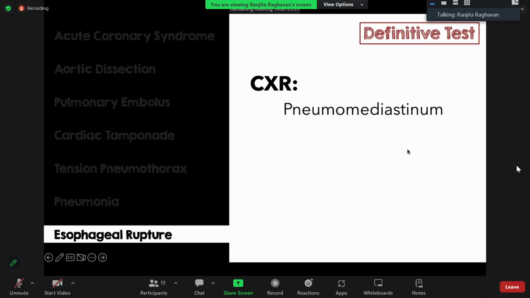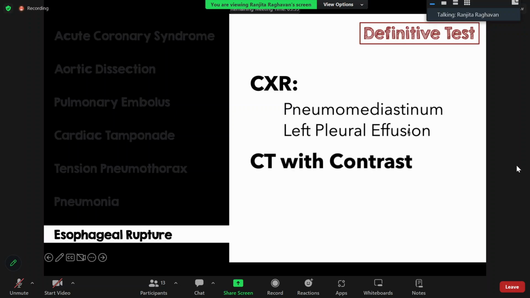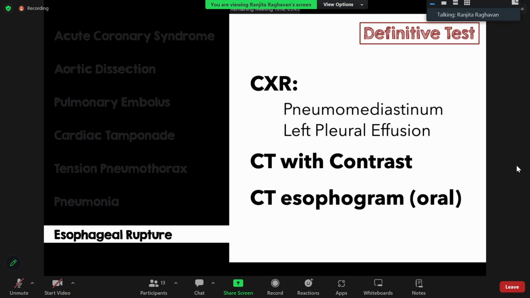And if you see pneumomediastinum on chest X-ray, that is a sign for you to think about this, along with especially left pleural effusion. You can also get a CT with contrast that's going to be better, and then a CT esophagram, although that's not very common for us to get in the ER.